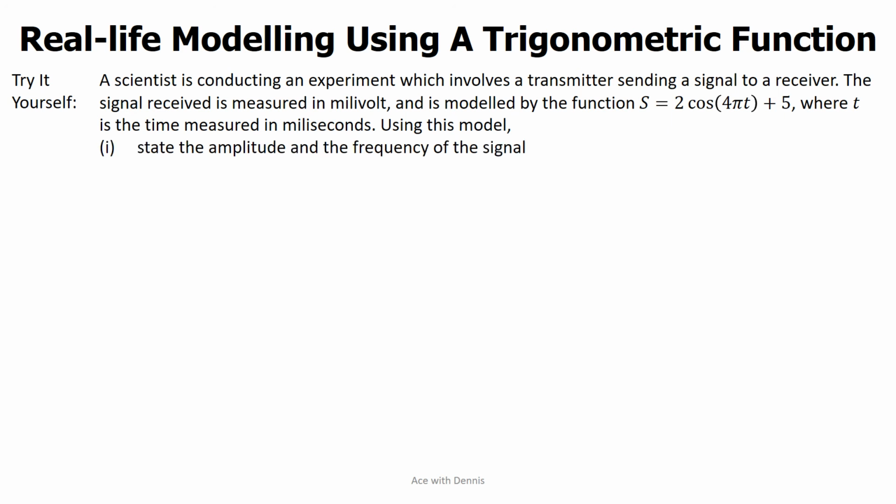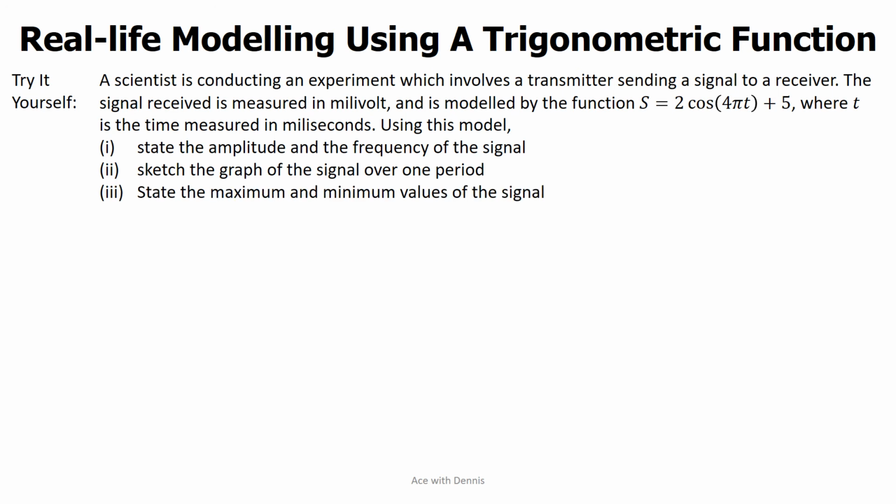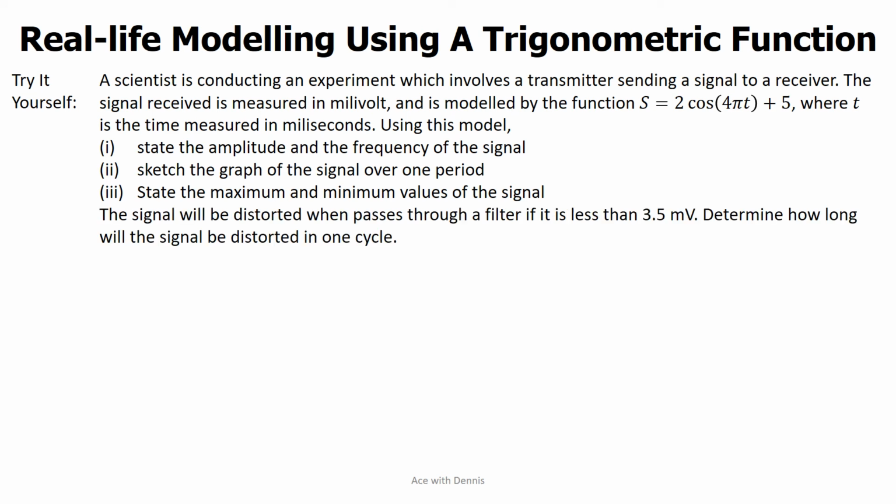Using this model, number 1, state the amplitude and the frequency of the signal. 2, sketch the graph of the signal over one period. 3, state the maximum and minimum values of the signal. The signal will be distorted when it passes through a filter if it is less than 3.5 millivolts. Determine how long the signal will be distorted in one cycle. Alright, so you can pause the video and try to solve it yourself before I show you the solution.